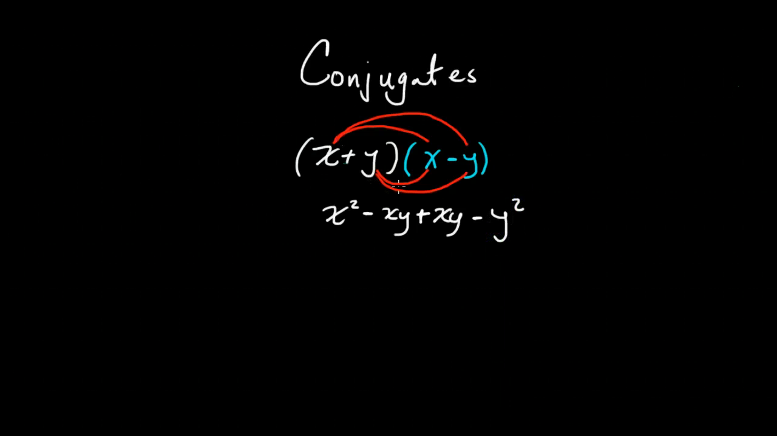So notice that when I'm multiplying x plus y times x minus y, my middle terms will negate. They will cancel each other out. And that's the whole idea of a conjugate. When I have a conjugate, my middle terms cancel out, and I'm left with squares. So when I'm dealing with real numbers, I'm going to have the difference of squares.